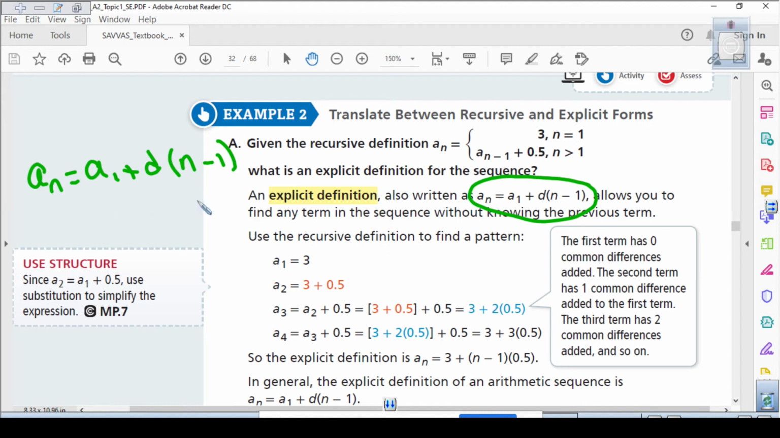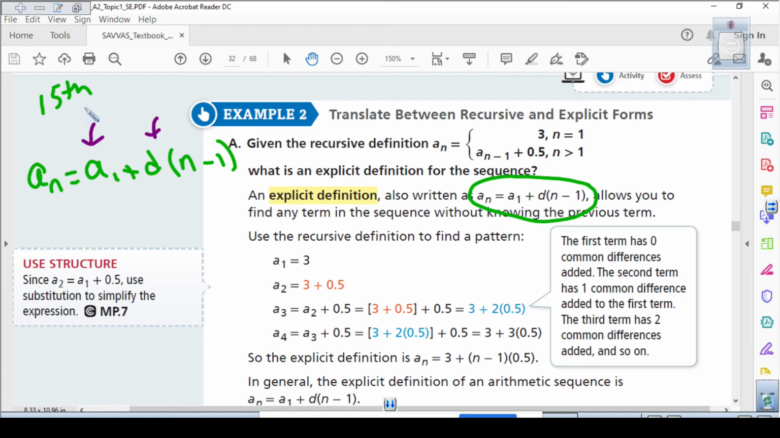What's the benefit of explicit? You don't have to look at the person behind you. You could ask me, for example, what is the 15th term? And all you have to give me is a sub 1, the first term, and the difference. And that's it. I'm able to show you exactly what the 15th term is, without me going through every single one of them at a time.